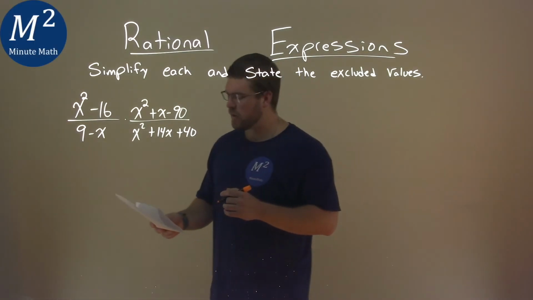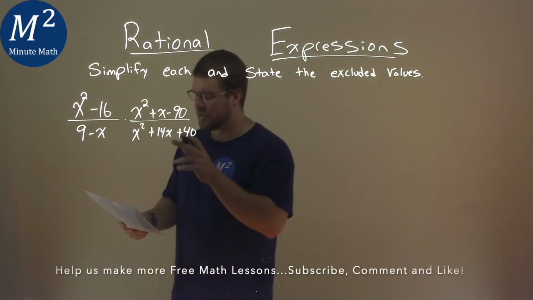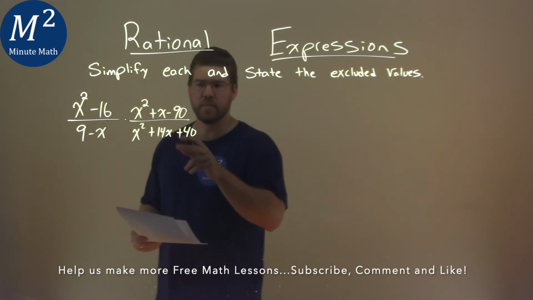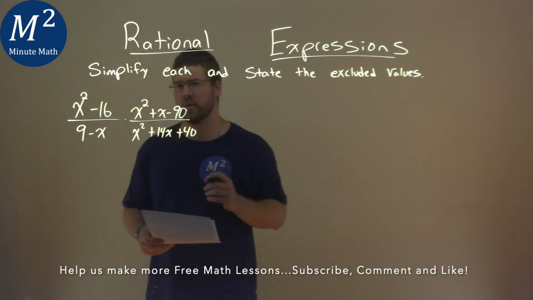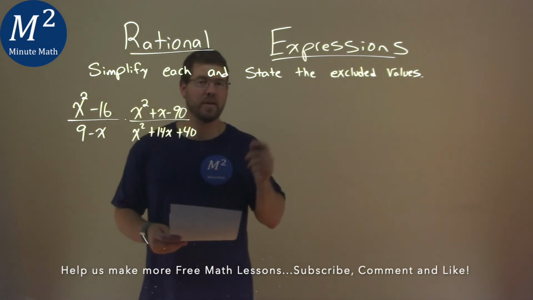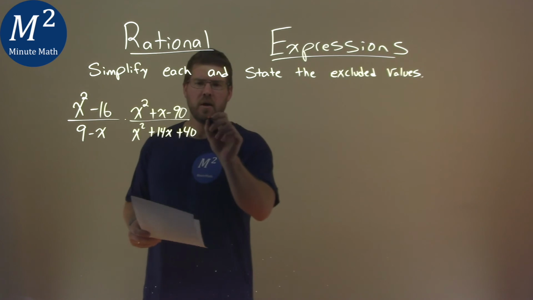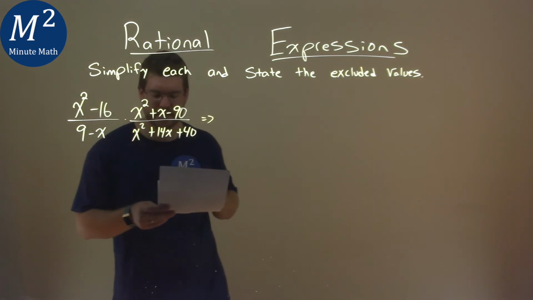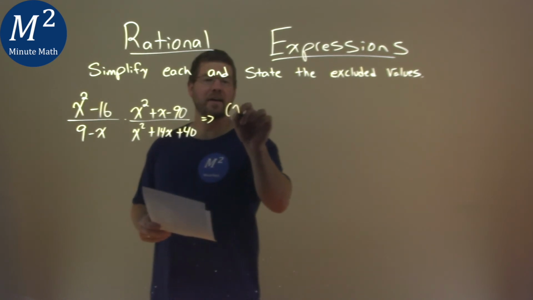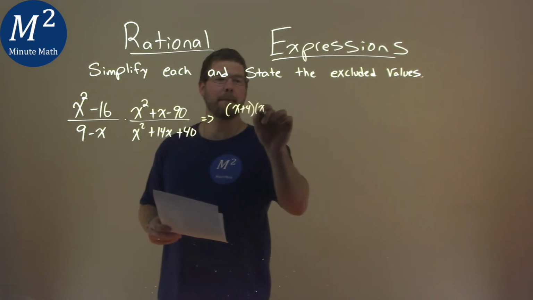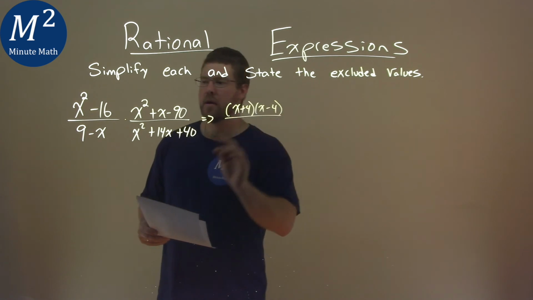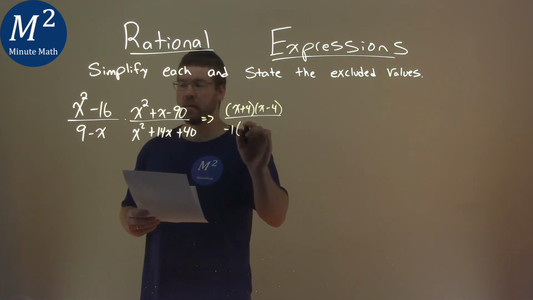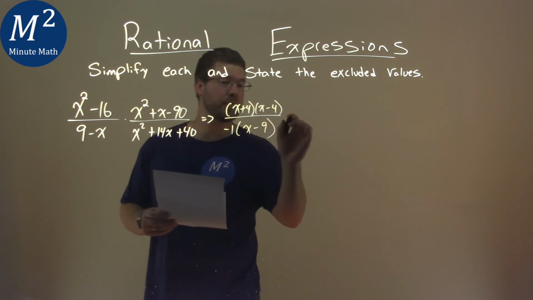We're given this problem right here, x squared minus 16 over 9 minus x times x squared plus x minus 90 over x squared plus 14x plus 40. We have to simplify this and state the excluded values. Well, let's go start factoring as much as we can. x squared minus 16, that becomes an x plus 4 and an x minus 4, right? Denominator, that 9 minus x. If I pull out a negative 1, I'm left with an x minus a 9.